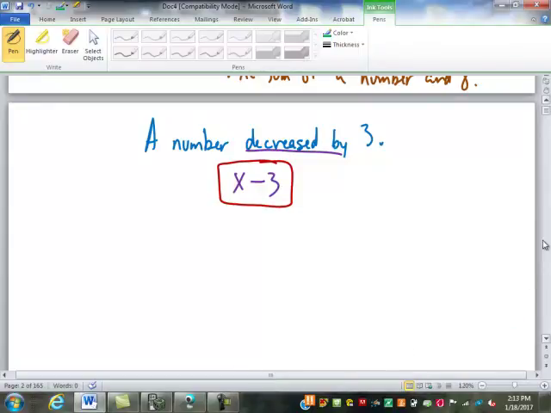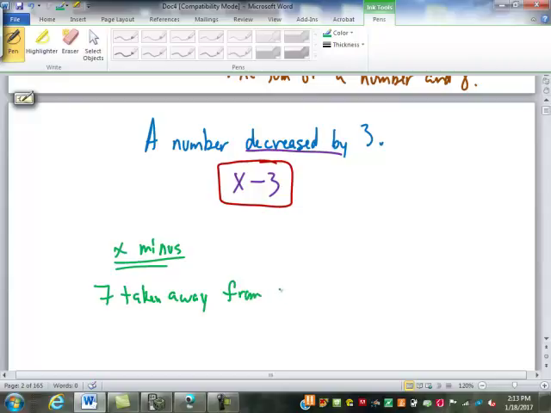Okay, so I heard x minus 3 or a number minus 3. What else did we have out there? I heard one. Somebody had a really good one that I overheard there. 7 taken away from n. Okay. 7 taken away from n, or what? From a number. 7 taken away from a number or from n. Or whatever variable we want to use. Good. There were a couple other ones that I heard.